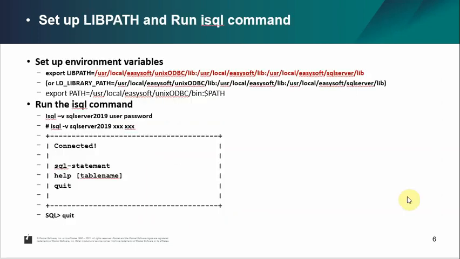The next step is very important: set up the LIBPATH to find all the component libraries. AIX used to support only LIBPATH, but AIX 7.2 also supports the LD_LIBRARY_PATH setting. Either one will work. Also set up the PATH so you can easily run the isql command from everywhere. After you set it, you can run the isql command to verify your connection.